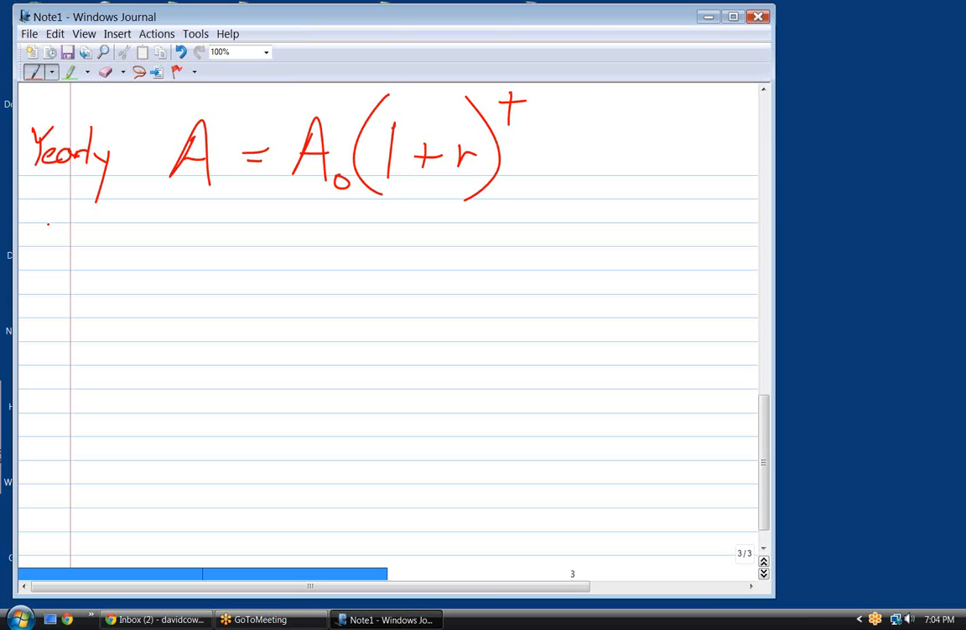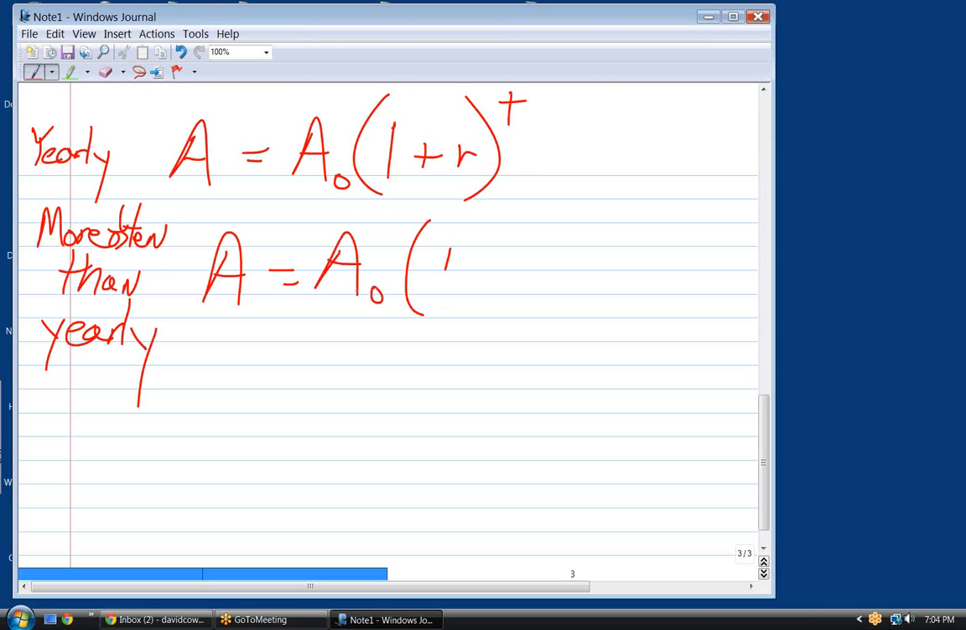The second one you need to memorize, I'm quite sure you're going to need this, is more frequently than yearly, more often than yearly. Tell me if I'm wrong. Have you covered this? Where K is the number of times you compound it. In other words, if you're compounding it quarterly, every 3 months, you would be compounding it 4 times a year. K would be 4, and you would plug it in for that and that.